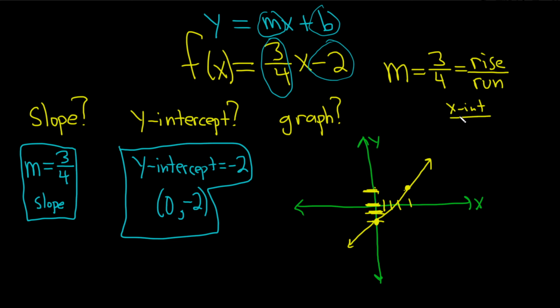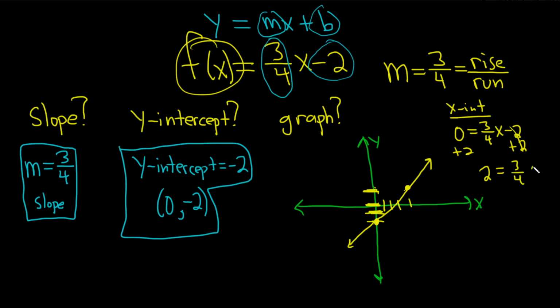So to find the x-intercept, what you do is you set y equal to 0. So you set this whole piece equal to 0. So here we have 3/4 x minus 2. And then you solve for x. So we can add 2 to both sides. So plus 2, plus 2. So you get 2 equals 3/4 x.